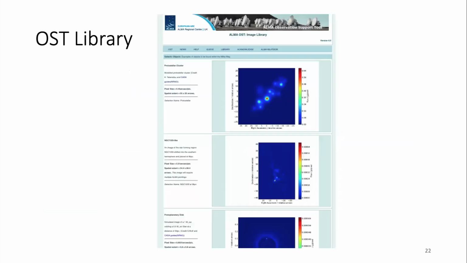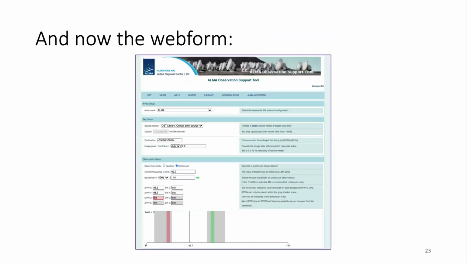Okay, so just another couple of quick looks. This is a snapshot of the library page. You can see we've got models of protostellar clusters, something that's a bit like NGC 1333, but rescaled, and there's a whole bunch of other sources in there. There are some extragalactic objects as well. Okay, right. Now we shall go through what's actually on the web form, so we can start to get a feel for what's there before we get onto the hands-on demos.